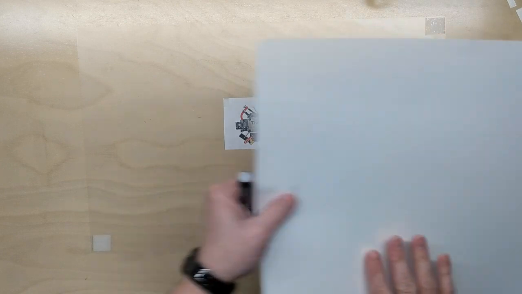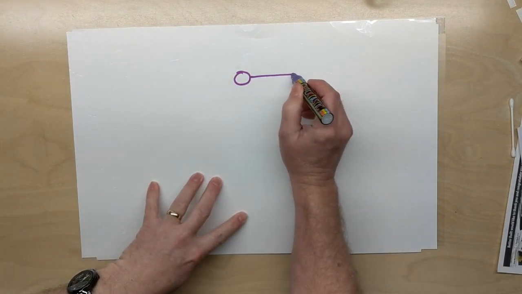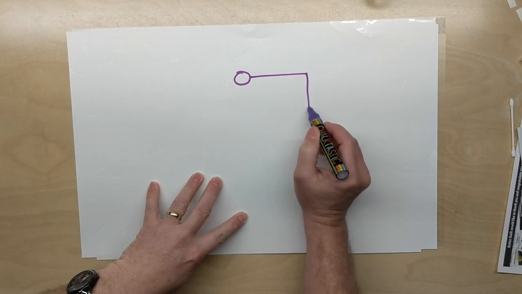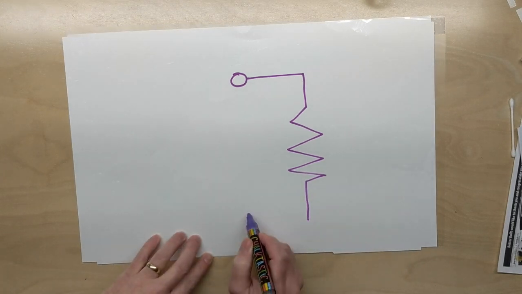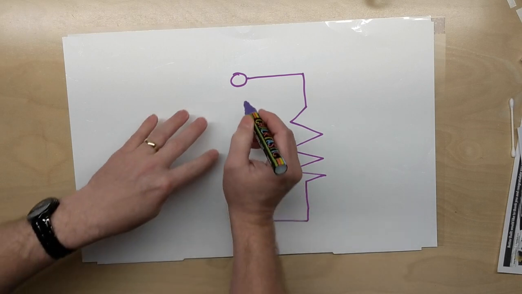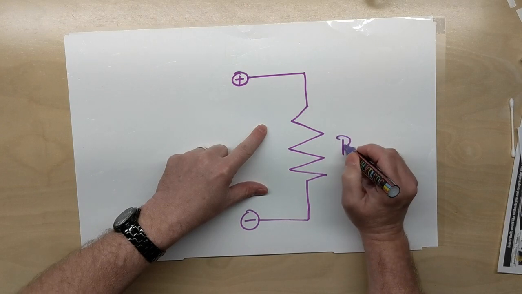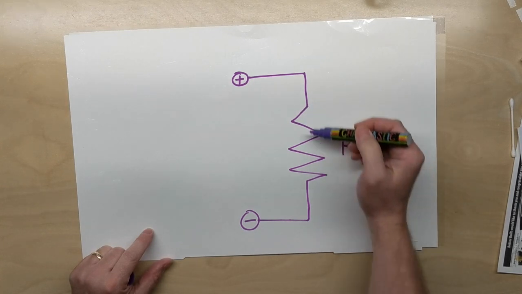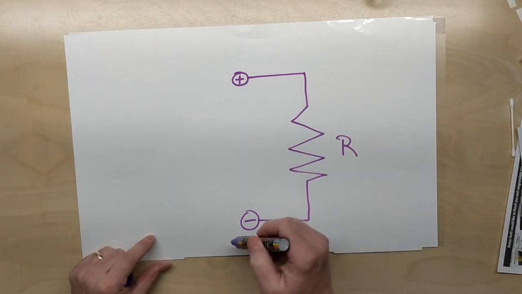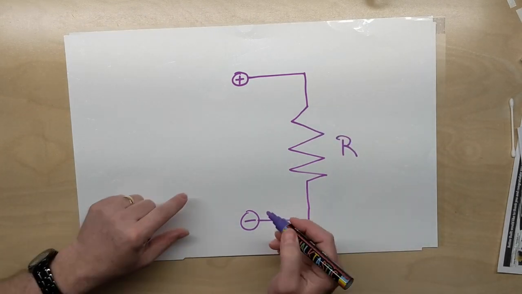So if we bring over a sheet here, let's just draw a very simple circuit. Let's just make this a resistor. We'll make this positive. We'll make this a negative terminal. We'll show that this is R, as we learned on the previous episode about resistance. Everything from even a wire has a resistance. It doesn't necessarily have to be a resistor, but we'll draw a resistor here.